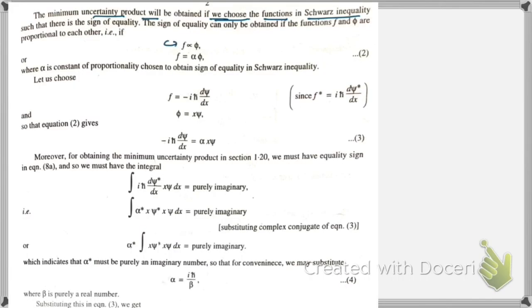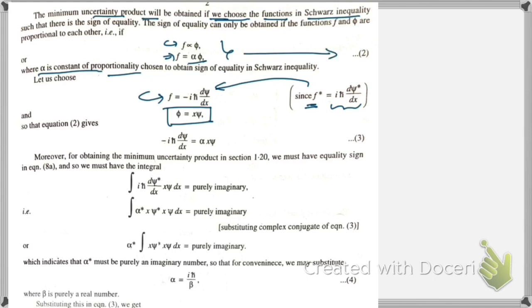This f must be proportional to phi, and that's why f must be equal to constant into phi, that is alpha. We have taken the constant of proportionality, and let us choose this function is this, right? And since f, we had taken this one, so f must be taken complex conjugate of that, and phi is x psi, right? And so that equation 2 gives this. This we have taken equation number 2, right? So using this in 2, we have got this relation, which is equation number 3.